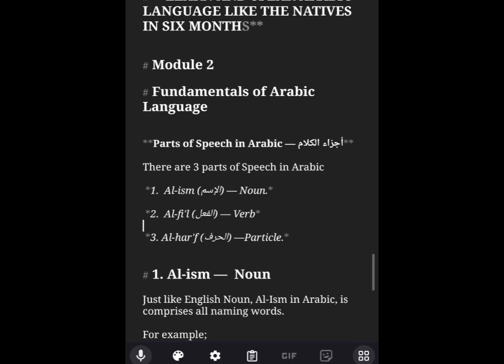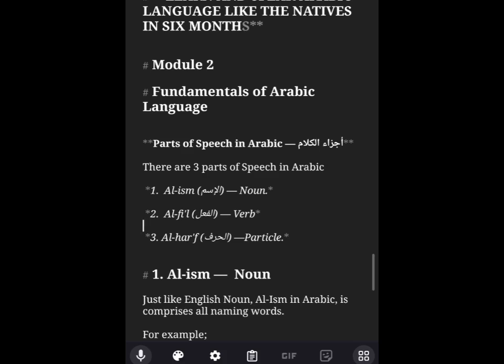Let's have a recap of English parts of speech. We have noun, adjective, verb, adverb, prepositions, interjections, and so on and so forth. In Arabic, there are just 3 parts of speech. أجزاء الكلام.